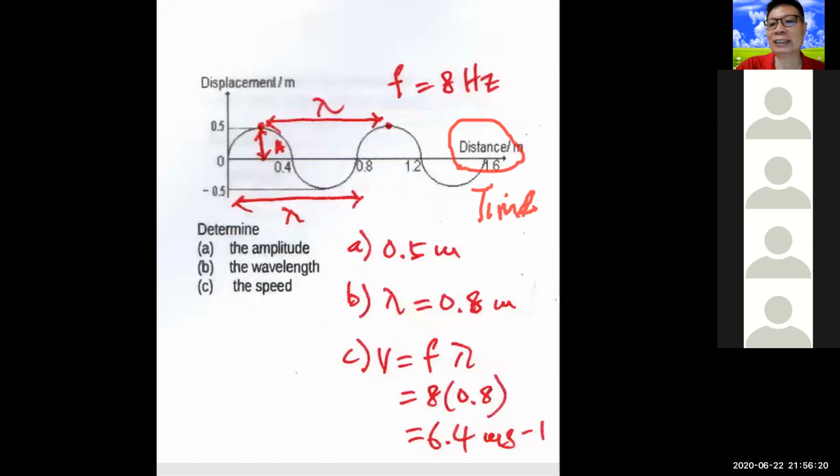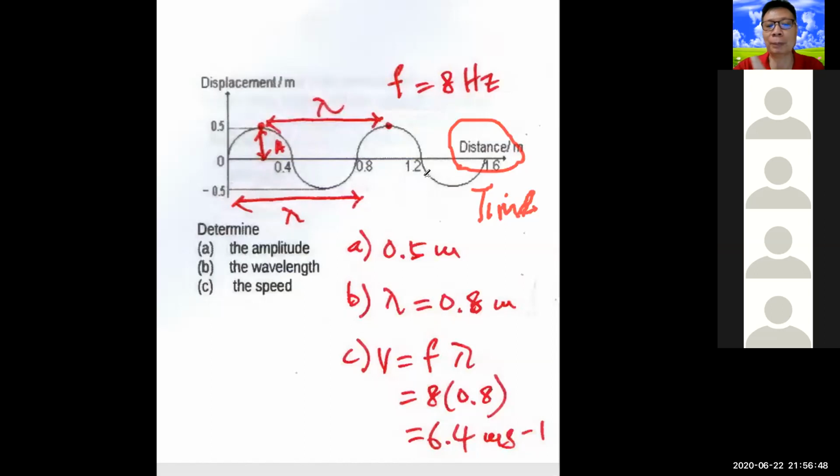not really velocity. If this one is time, here this distance becomes time. If time, one complete oscillation, so that one is called what? Can Young, do you know? Period. Yes, very good. It's period. Time taken for one complete oscillation, period.